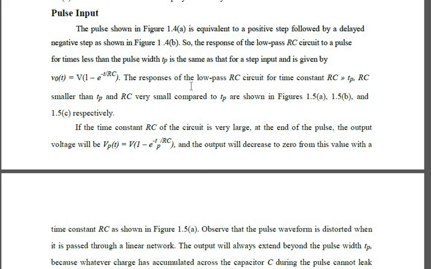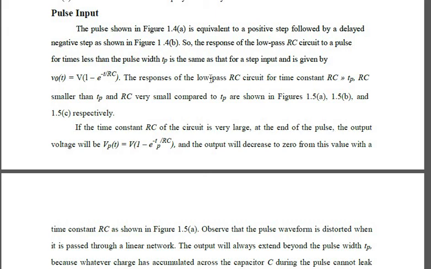Next is the response of the low pass RC circuit for the time constant RC greater than tp, and for RC smaller than tp, where RC is very small when compared to tp, which I'll show in the next figures. How we are considering the response of your low pass circuit is that RC should be greater than tp, and then RC smaller than tp, where RC will be very small compared to your tp. These responses are considered for the time constant of your low pass circuit.